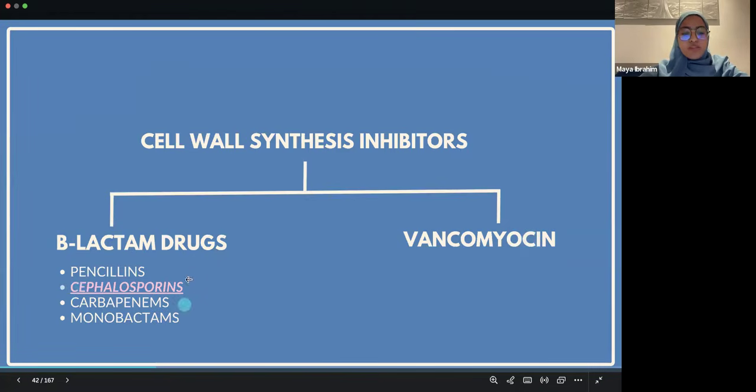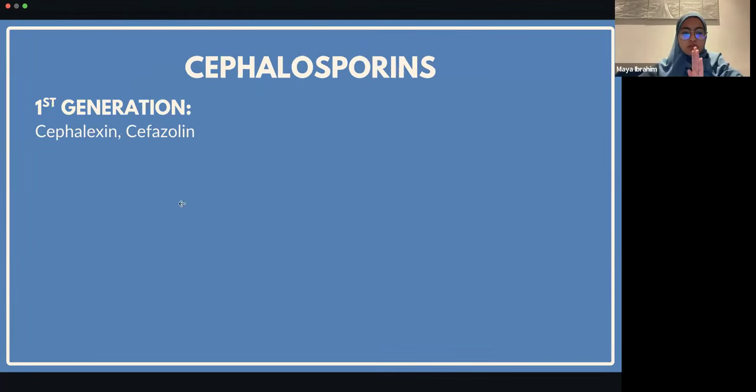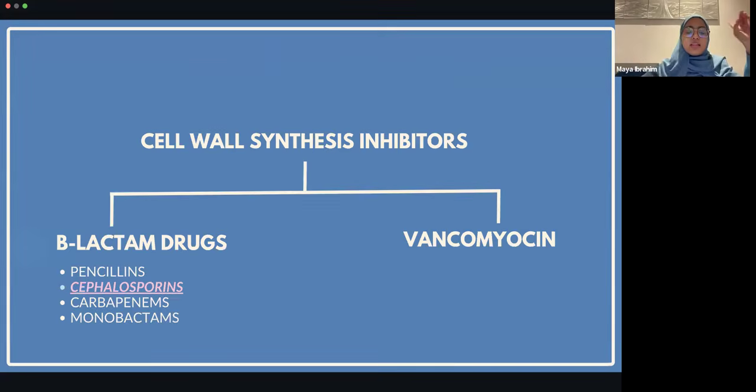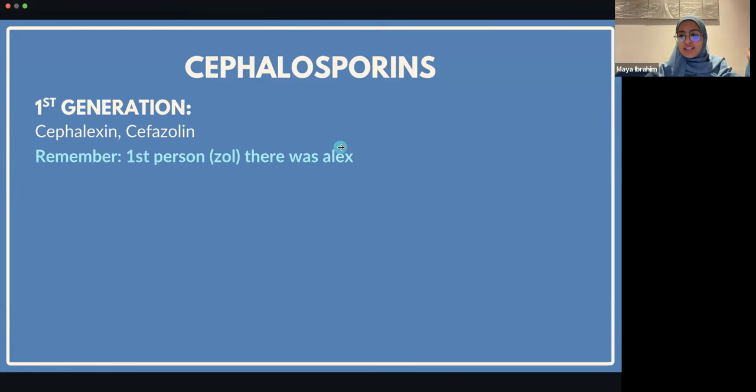Now, moving on to cephalosporins. Cephalosporins are in generations, from 1 to 5. Their mechanism of action is that they inhibit the last step of cell wall synthesis. Now, the first generation is cephalexin and cefazolin, okay? And how I remember this is that the first person there was Alex, and I'm Sudanese, and person is Zol, so cefazolin, cephalexin. That's how I remember it.